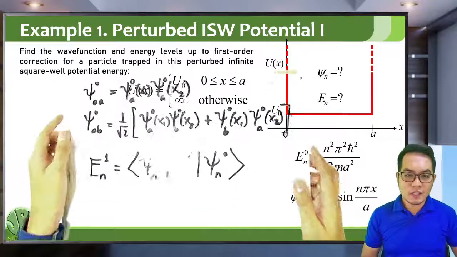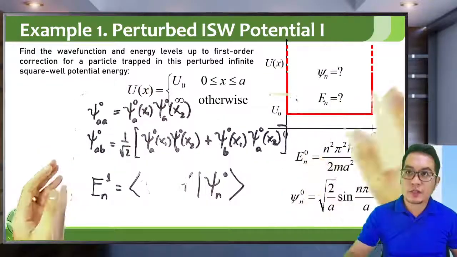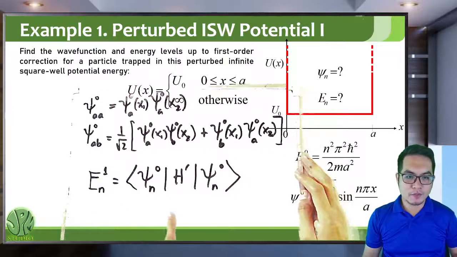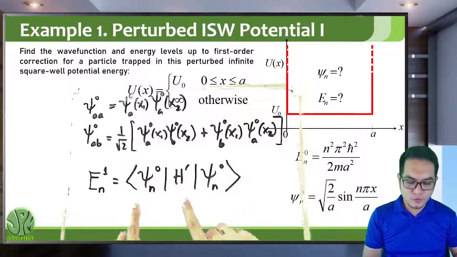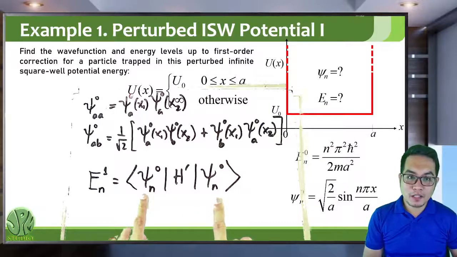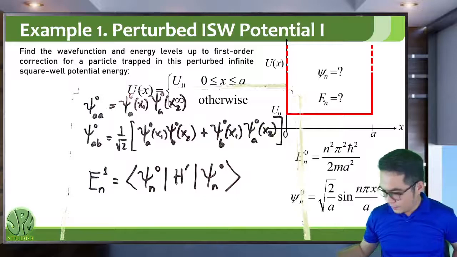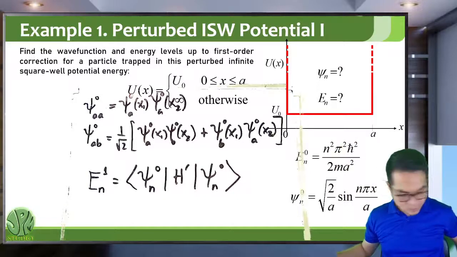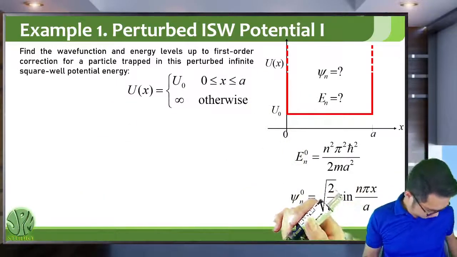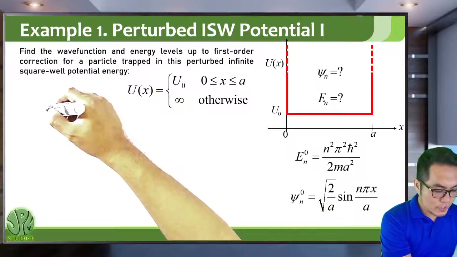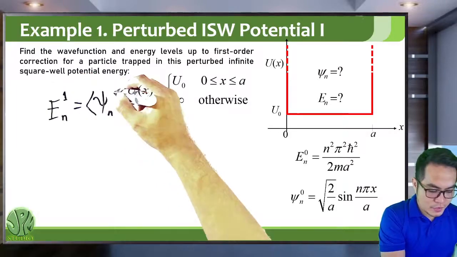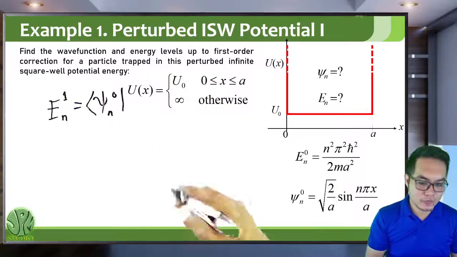If we want to get the first order correction in energy, then we need this equation. So we need to sandwich our perturbation in this inner product here. The first order correction will now be En1, and then you have psi 0. These are our unperturbed case.